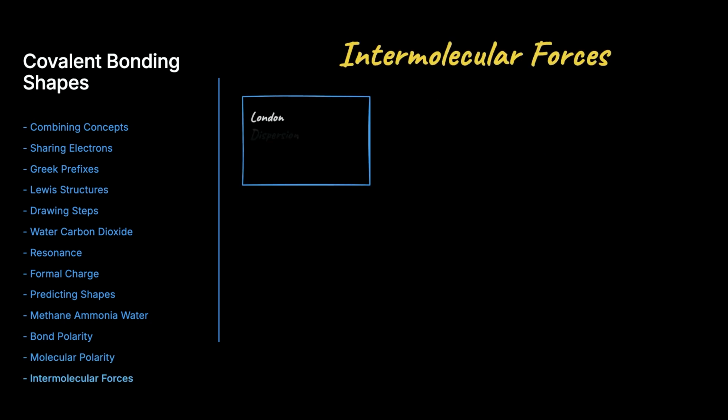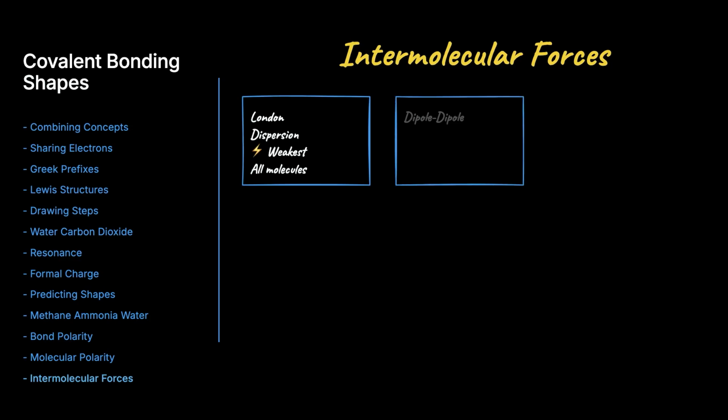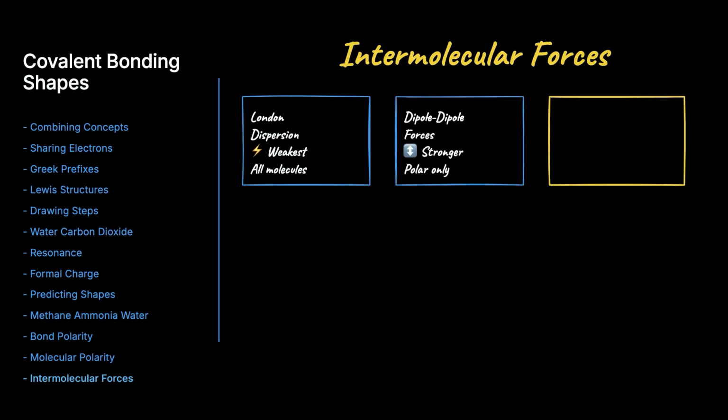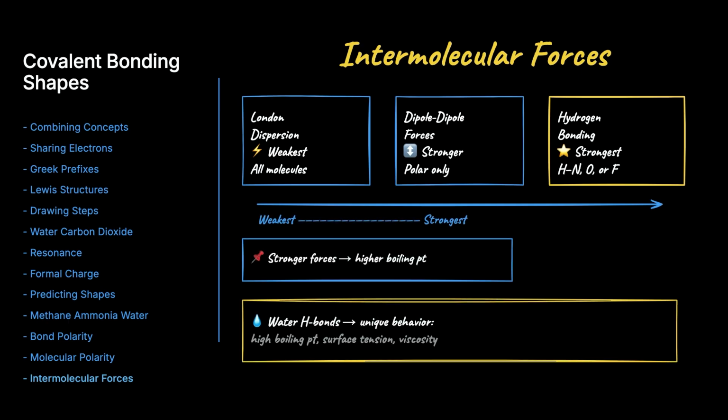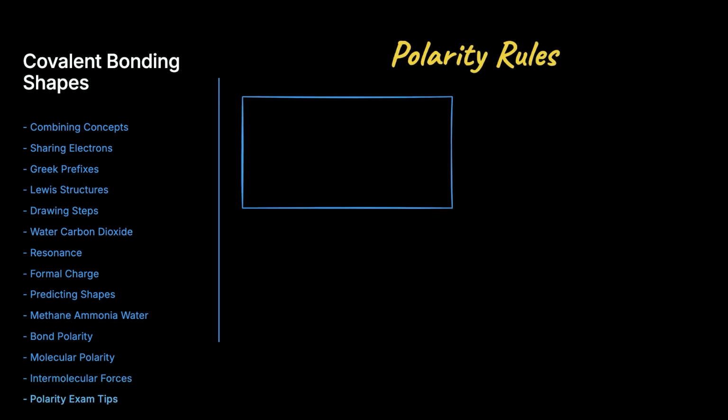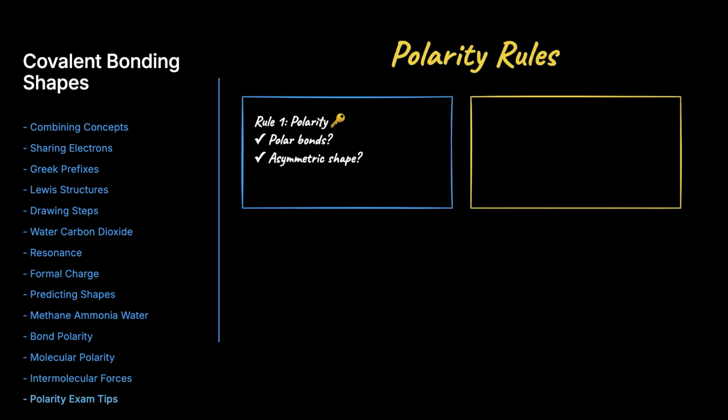Finally, intermolecular forces are the attractions between separate molecules, and they control properties like boiling point. The weakest, present in everything, are London dispersion forces. Stronger are dipole forces between polar molecules. Strongest is hydrogen bonding, which appears only when hydrogen is bonded directly to nitrogen, oxygen, or fluorine, and it explains much of water's behavior. For the exam, keep 2 ideas crystal clear.